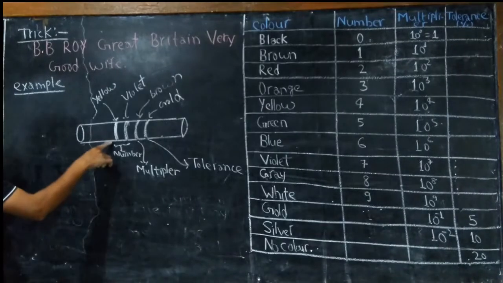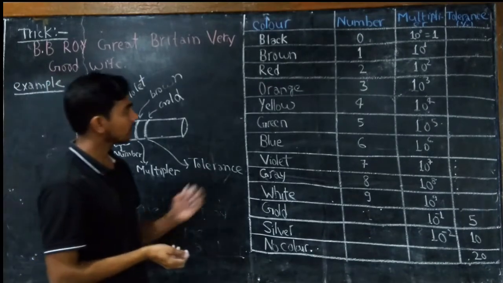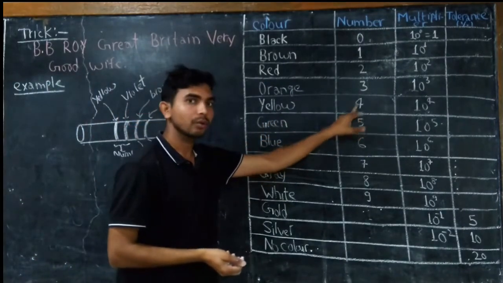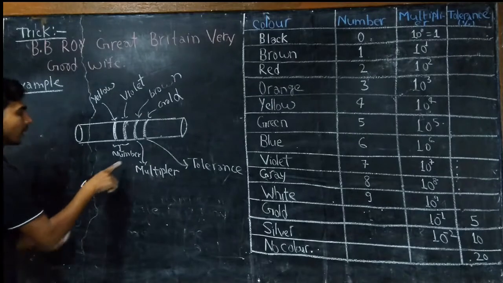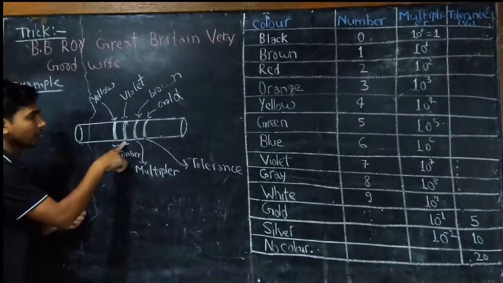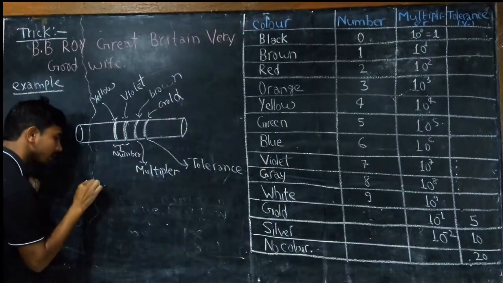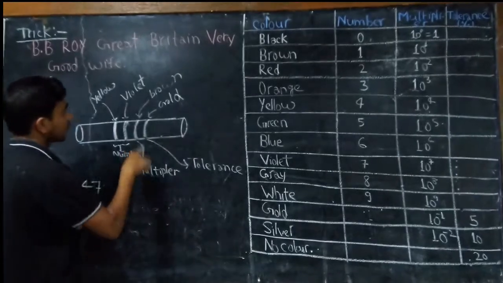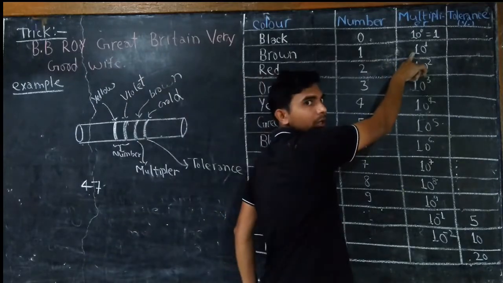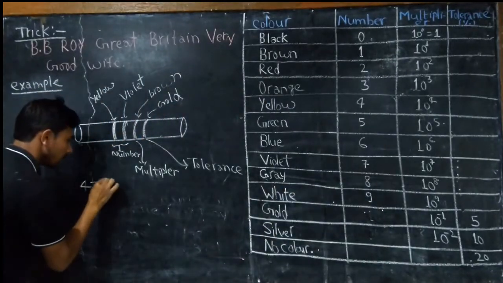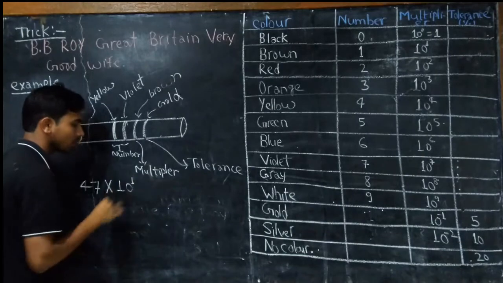So the first color is yellow. How much value does yellow have? 4, so here we will write 4. The second color also represents a number, and this is violet. Violet is 7, so I will write 7 here. Then the multiplier, brown. This is your brown, and the multiplier is 10 to the power 1. We can write 10 to the power 1.